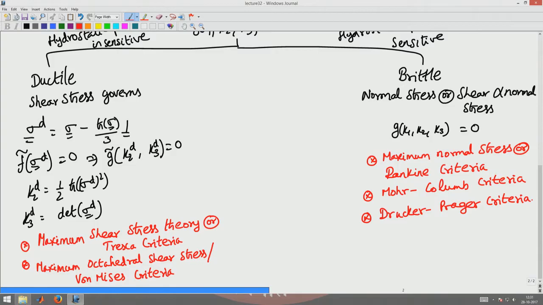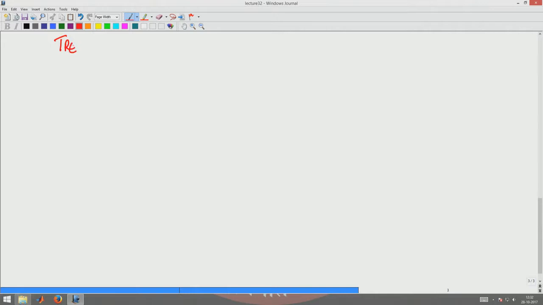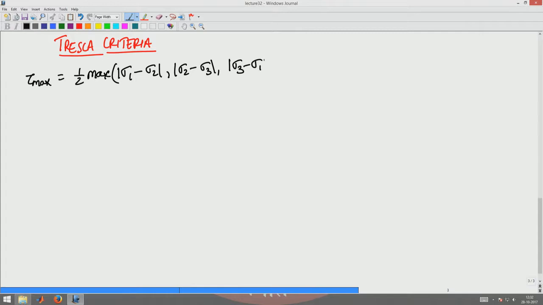Let us start with Tresca criteria. What this criteria tells us is the maximum shear stress in the body, which is given by 1 half maximum of absolute value of sigma 1 minus sigma 2, absolute value of sigma 2 minus sigma 3, absolute value of sigma 3 minus sigma 1, should be lesser than or equal to kappa, where this is a material parameter, just like Young's modulus or Poisson's ratio.